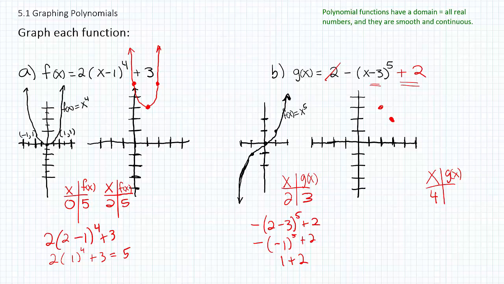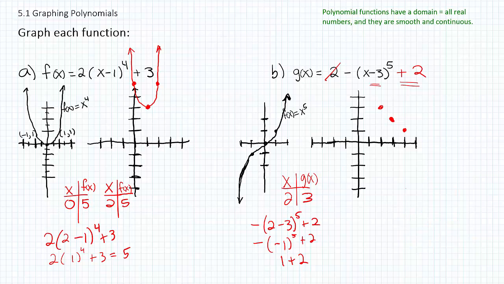And we do the same for the other side, but we put 4 in this time. So we'll have negative parentheses 4 minus 3 to the 5th power plus 2, which will end up giving you negative 1 to the 5th power plus 2. And that'll end up being negative 1, because 1 to the 5th power is just 1, plus 2 ends up giving you just 1 as your value. So that means we're going to go out to 4, but only go up 1 for the y-axis. So out to 4 and then up 1, and we end up with that value there.